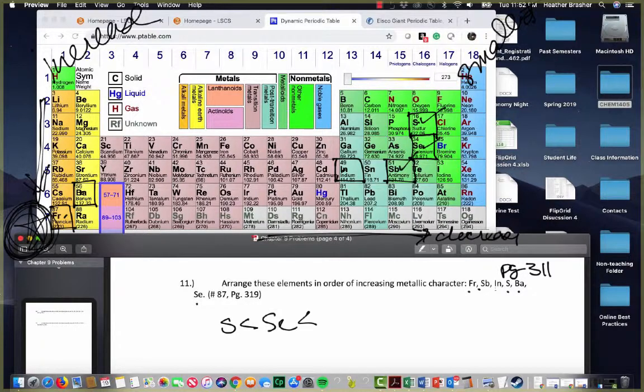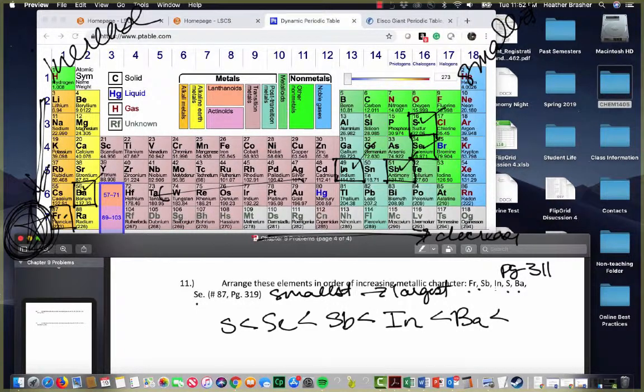And then we have here antimony. So we're going from smallest to largest. We have iodine there. Then we're going to go all the way across to barium. And then the largest we have is francium. So this does line up basically with what atomic size looks like.